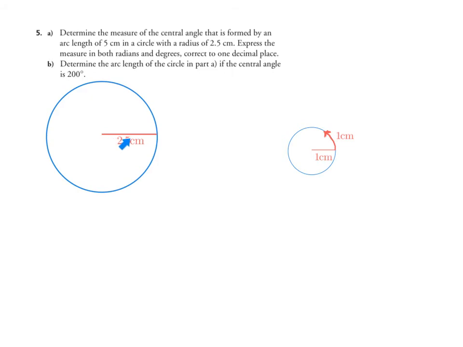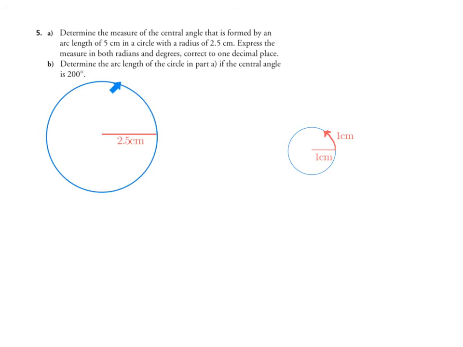Well, if we have a 2.5 centimeter radius, well, then it's going to take 2.5 times as much to get around, right? So this length right to here won't be pi anymore. It'll be 2.5 times pi, right?